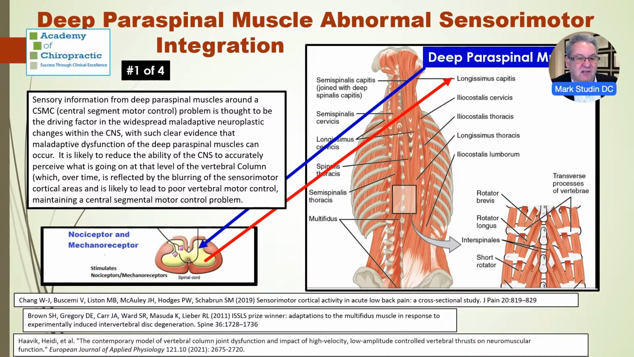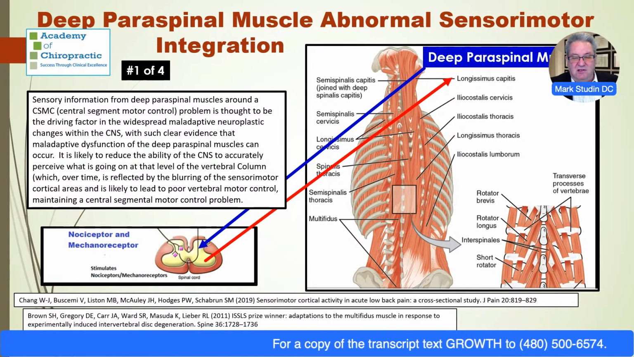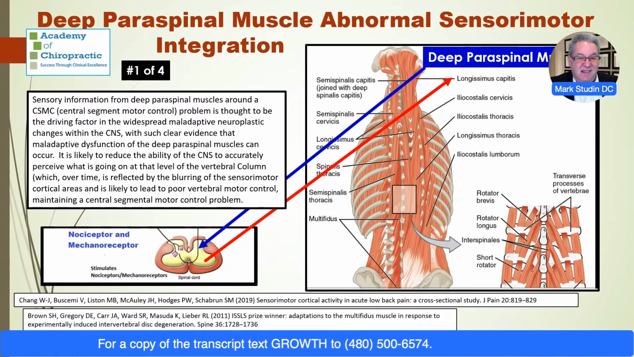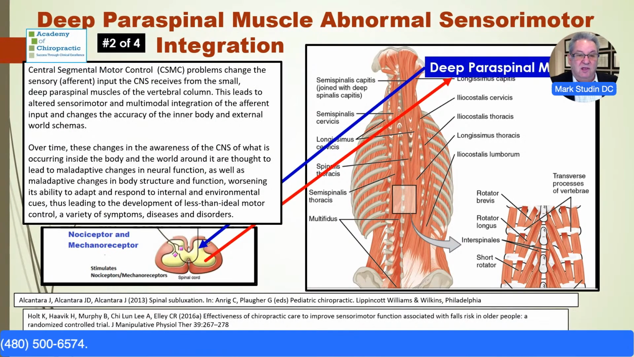With such clear evidence that maladaptive dysfunction of the deep paraspinal muscles can occur, it is likely to reduce the ability of the central nervous system to accurately perceive what's going on at the level of the vertebral column, which over time is reflected by the blurring of sensory motor cortical area and is likely to lead to poor vertebral motor control, maintaining a central segmental motor control problem. So what the evidence in the literature is saying, this leads to a huge amount of dysfunction within the brain.